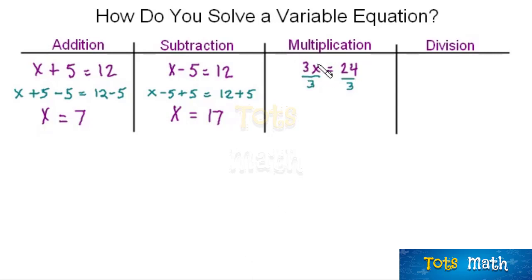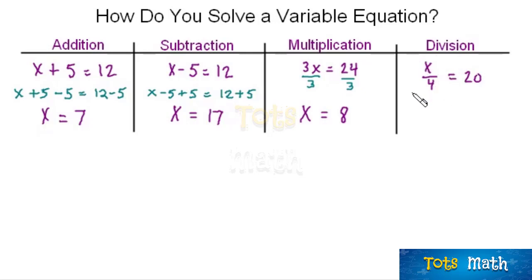So if I divide 3x by 3, I end up with just 1x, or simply x. And that's going to equal 24 divided by 3, and that's 8. So the solution to this problem is x equals 8. And now let's take a look at division. x divided by 4 equals 20.